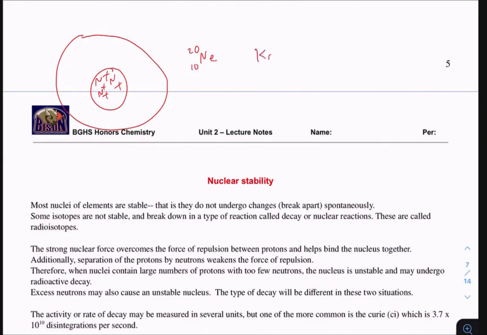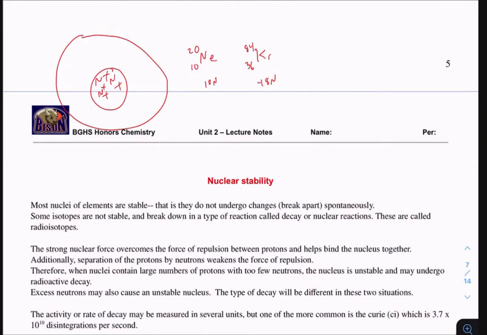Okay. Now, if we move further down on the periodic table, let's say we look at something like krypton. Right, so krypton's atomic number is 36, but the mass number for krypton is 84. Okay, so 84 minus 36 is your number of neutrons. So that's 48? 48 neutrons.